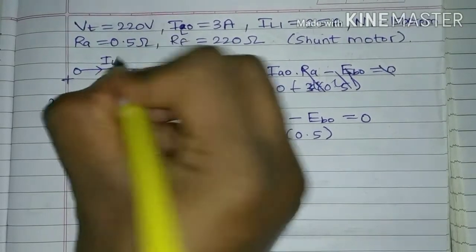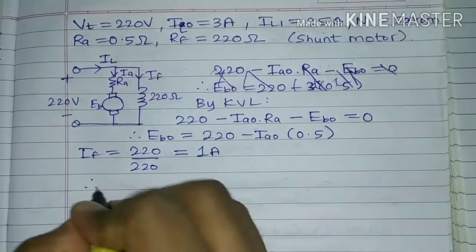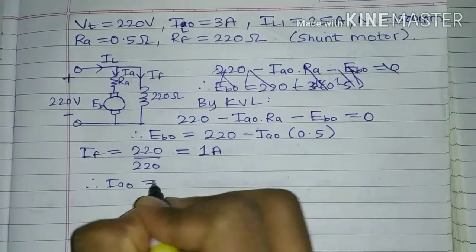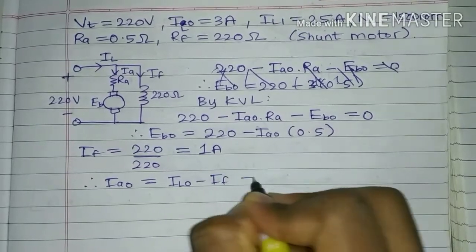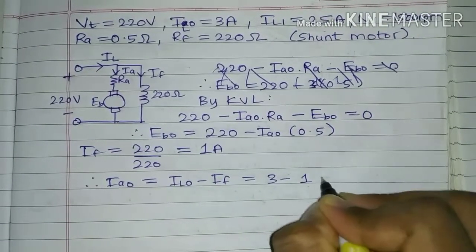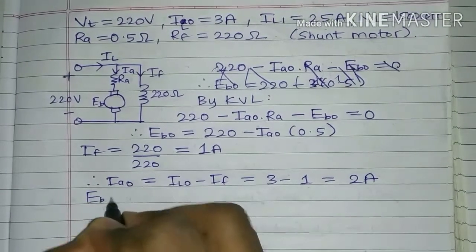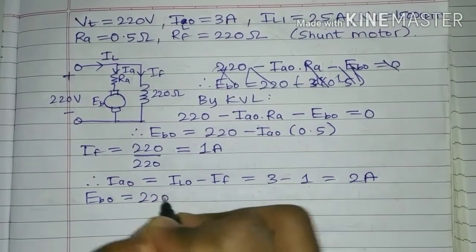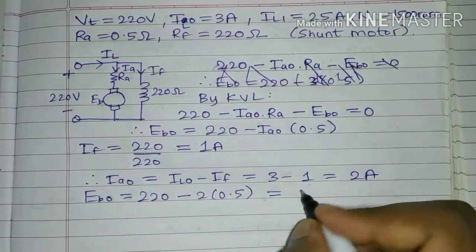This is the line current and this is the armature current. So Ia0 will be IL0 minus If, which is equal to 3 minus 1 is equal to 2 amperes. Hence Eb0 will be equal to 220 minus 2 into 0.5, which turns out to be 219 volts.